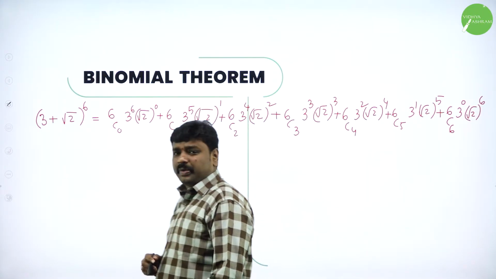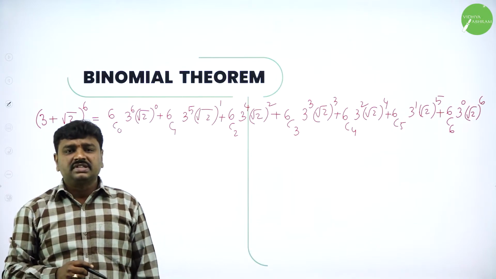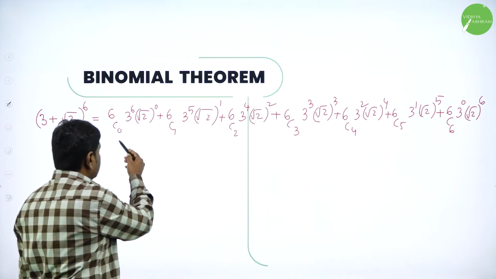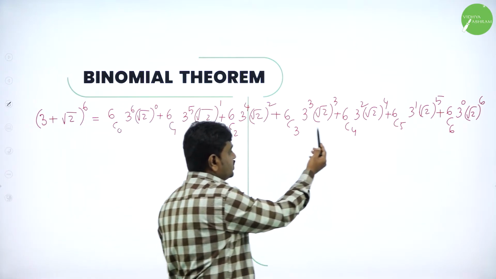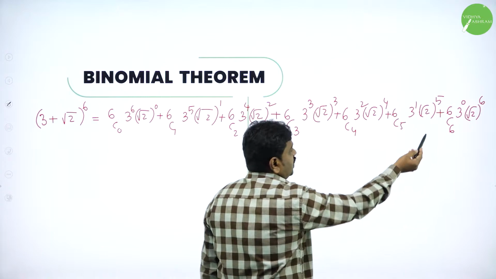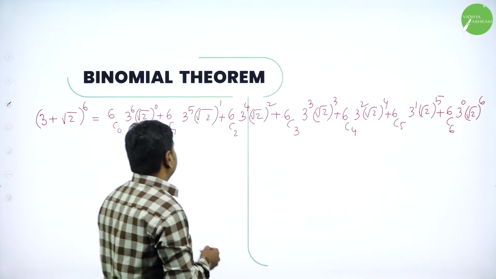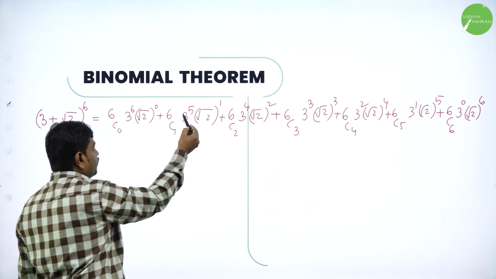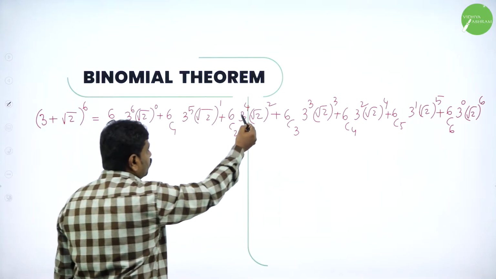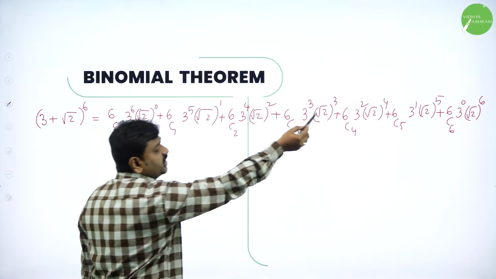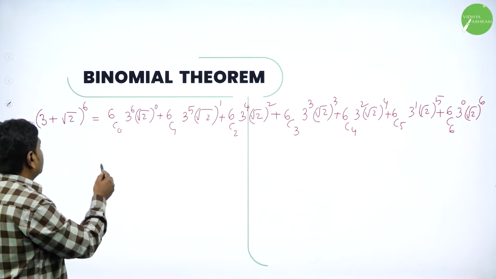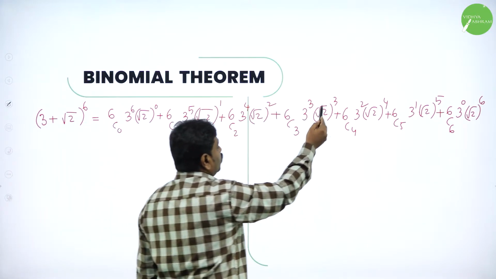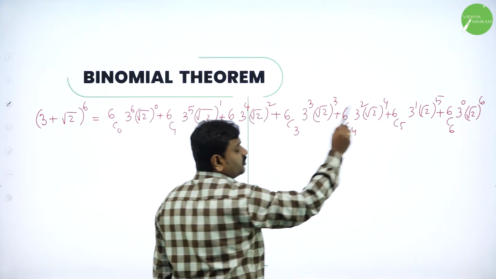So dear students, expanding this using binomial theorem is simple and easy. So here if you observe, we start with 6C0, 6C1, 6C2, 6C3, 6C4, 6C5, 6C6. Stop when these two become same. Then the first term is what? 3 power, start with n is 6, 3 power 6, then 3 power 5. 3 power decreases, 3 power 4, 3 power 3, 3 power 2, 3 power 1, finally it becomes 3 power 0. Second term power goes on increasing, root 2 power 0, then power 1, root 2 square, root 2 cube, root 2 power 4, root 2 power 5, root 2 power 6.